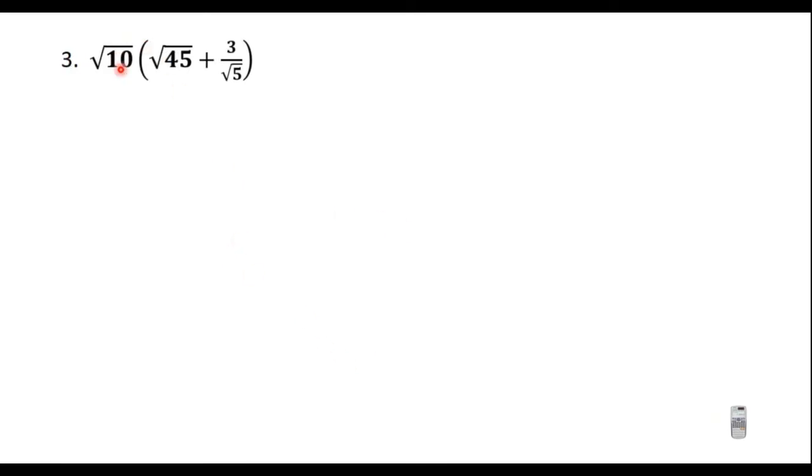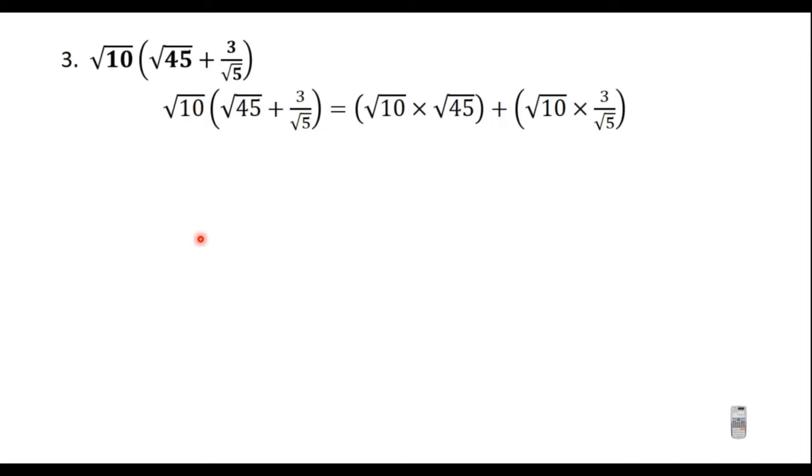We have square root of 10 into bracket square root of 45 plus 3 over square root of 5. So once again, we use the distribution rule. So we distribute what is outside the bracket over what is inside the bracket. So for square root of 10 times square root of 45 in one bracket, then plus square root of 10 times 3 over square root of 5.